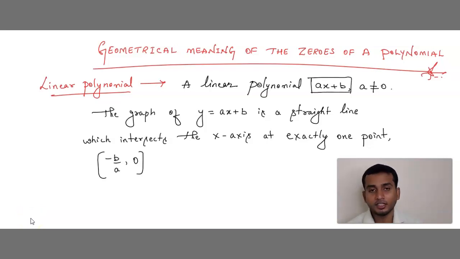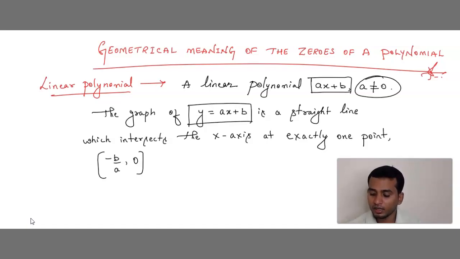See children, we know the standard form of a linear polynomial is ax plus b, right? Where a does not equal 0. A linear polynomial ax plus b where a does not equal 0 is called a linear polynomial. So the graph of y equals ax plus b is a straight line. This is known as the straight line equation, that is y equals ax plus b. So here we get a straight line.